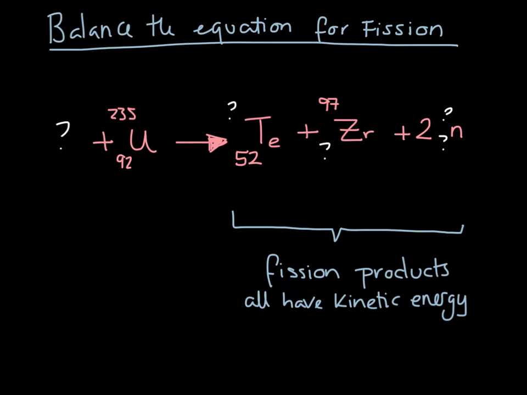Now we've already looked at nuclear decay equations, and we can use those skills to balance an equation for fission taking place with uranium. So why don't you press the pause button, have a little look at this, and everywhere where you've got a question mark you need to fill in the missing number.